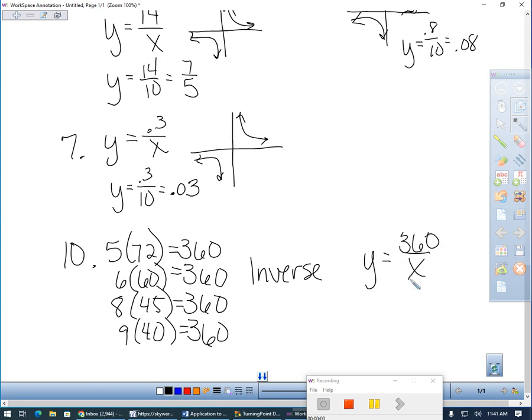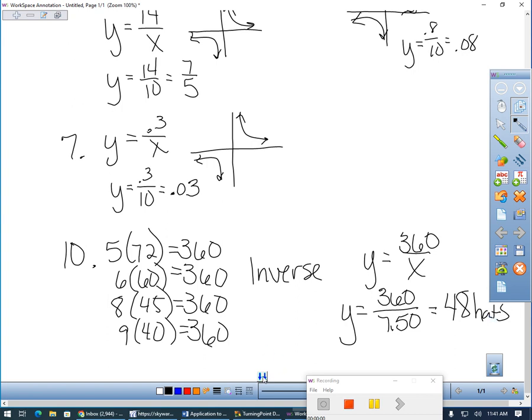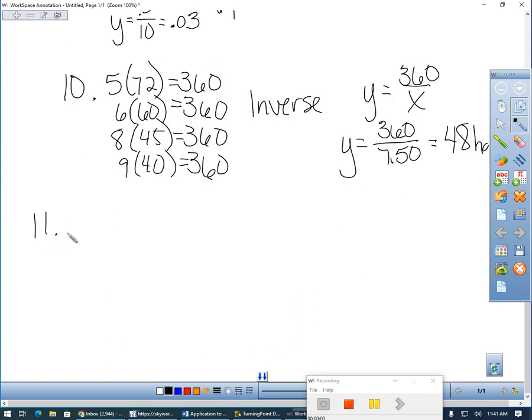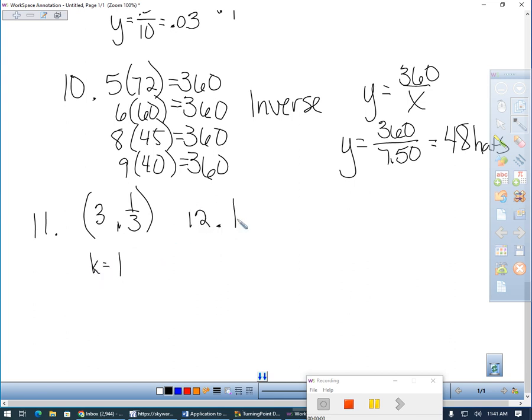So then for part B, it wants to know how many hats if we charge 7.50. So we just plug 7.50 in for x. So we have 360 divided by 7.50, which is going to equal 48 hats. For number 11, we just multiply the numbers together. That was supposed to have a comma in between. So 3 times 1/3 is 1, or k equals 1. Number 12, k equals 1.2. And number 13, k equals 50.